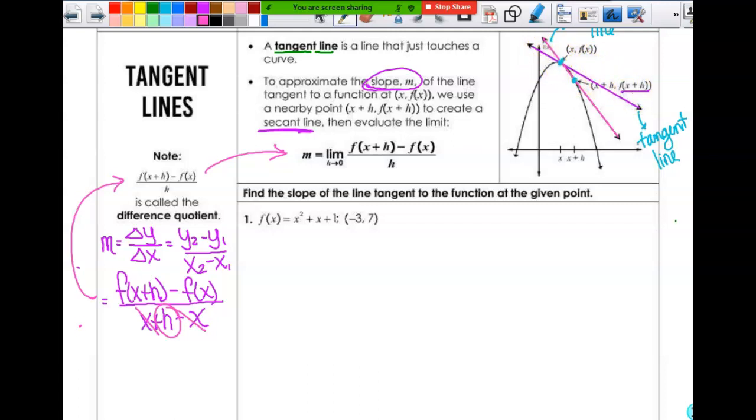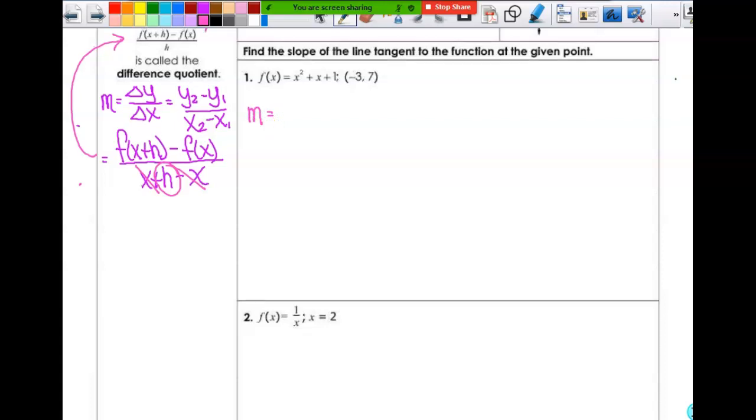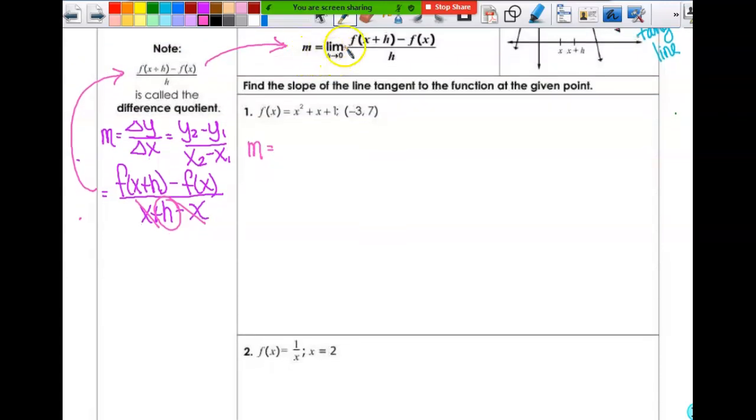So let's see how this works here. It says find the slope of the tangent line, or the line tangent to the function at the given point. Okay, so we want the slope. When you use the difference quotient, look, the slope is equal to a limit. It equals the limit as h approaches 0 of f of x plus h, so x is negative 3, so f of negative 3 plus h minus f of negative 3, all over h.